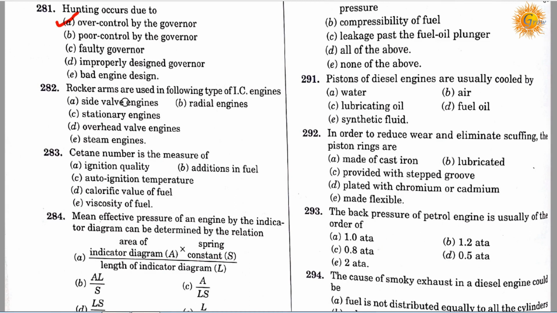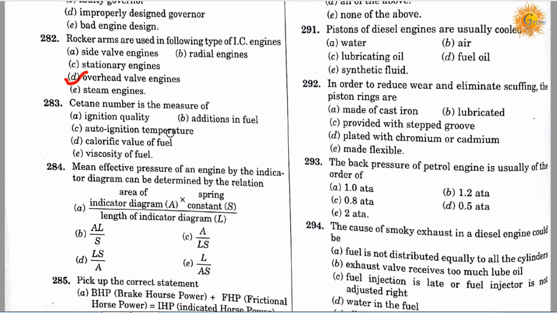Rocker arms are used in the following type of internal combustion engines: option A, side valve engines; option B, radial engines; option C, stationary engines; option D, overhead valve engines; option E, steam engines. So the correct answer will be D, overhead valve engines.